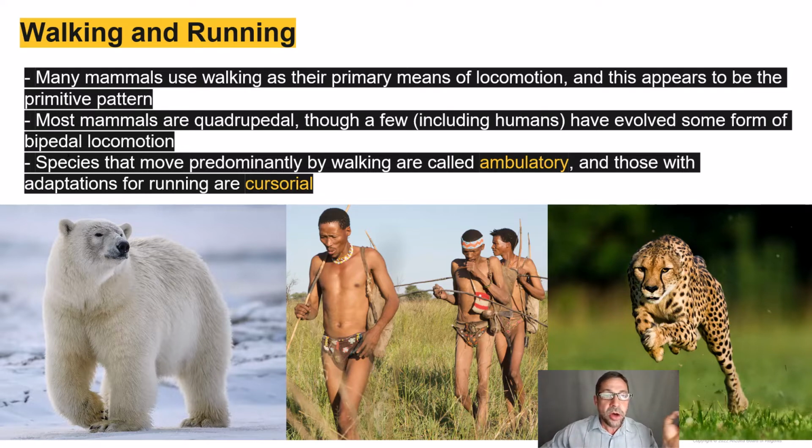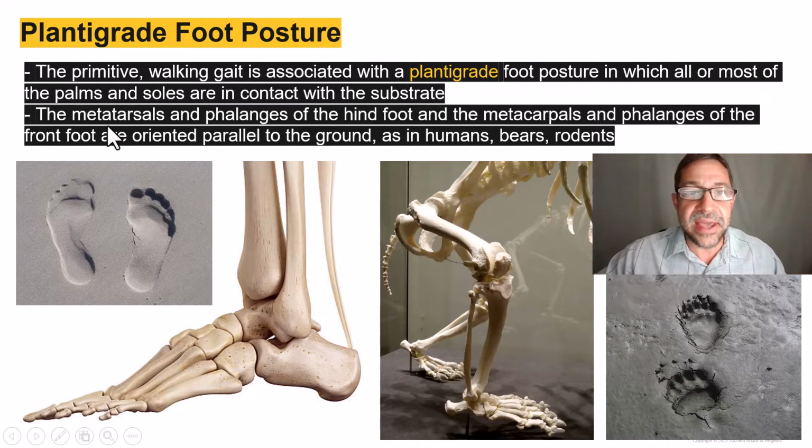Species that move predominantly by walking are called ambulatory, like this polar bear. And then there are species who are exquisitely adapted for blazing fast speeds, like this cheetah, and they're considered cursorial, the running species. The primitive walking gait is associated with plantigrade foot posture.